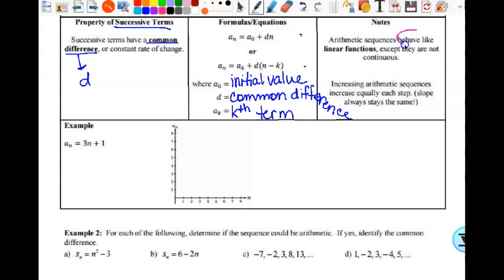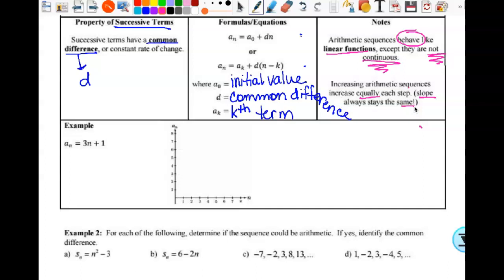Arithmetic sequences behave like linear functions, except they are not continuous. So once again, we are not connecting the dots. Increasing arithmetic sequences increase equally each step. That means the slope stays the same. That's where your constant rate of change comes in, right? Your common difference, constant rate of change type of thing. Okay, everybody okay with that?